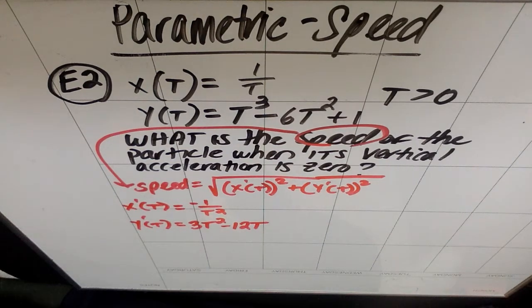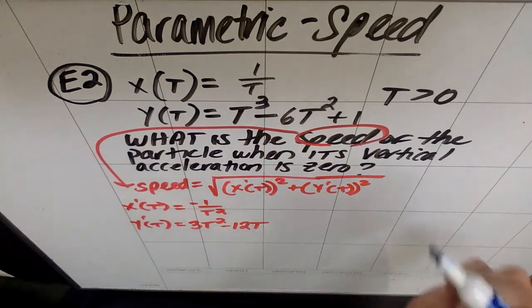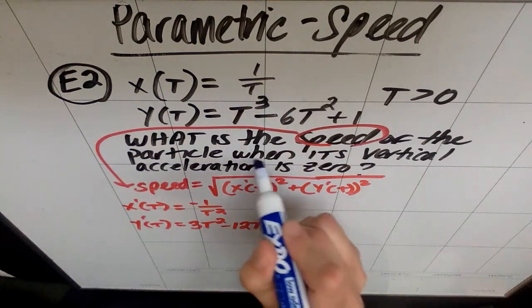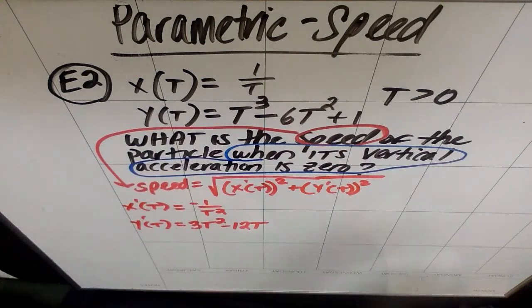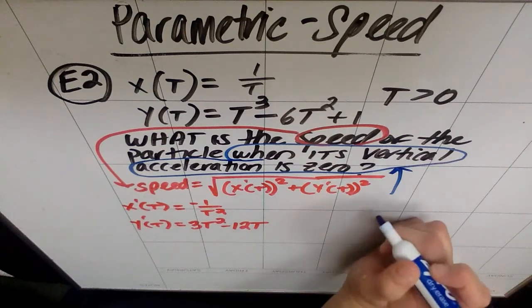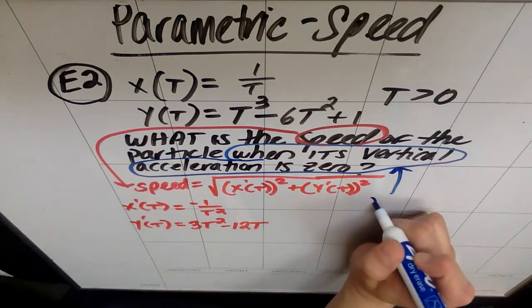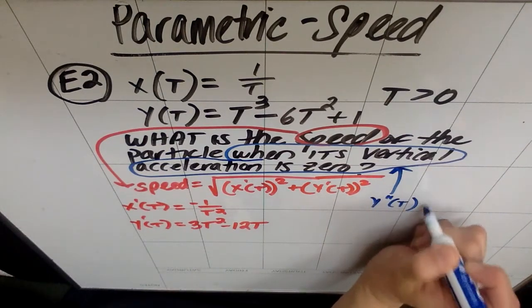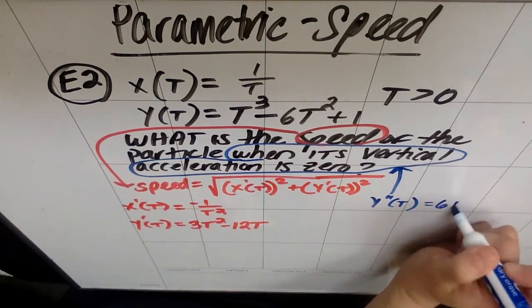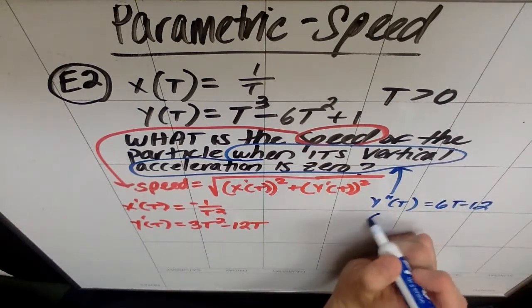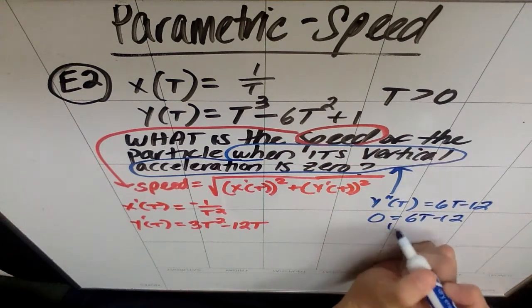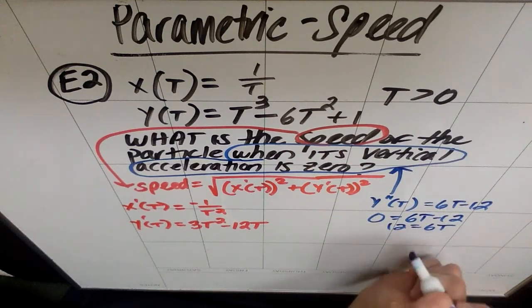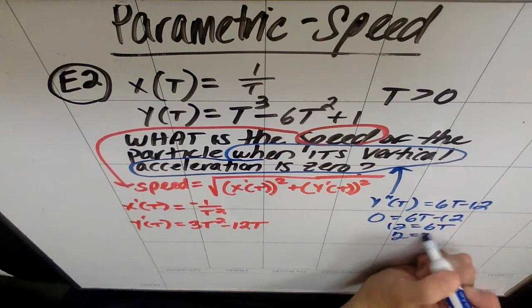Now that I have those functions, the other part of this problem is that I'm asked for the speed at a specific time: when its vertical acceleration is 0. So in order to find the time, I need to find when its vertical acceleration, which would be y double prime of t, is 0. Since I already found y prime, I can find y double prime easily. It's 6t minus 12. I want when 6t minus 12 is 0. I'm pretty sure I get t is 2.